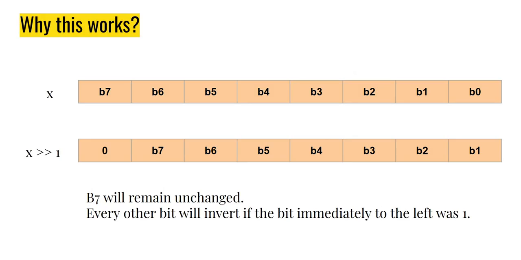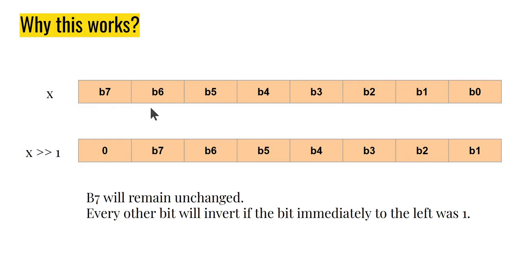So now let's understand why this works. Very interesting, very intuitive. Let's say I have a number X, which is B7 until B0. Now, when I do a right shift of this, remember, I get a 0 over here. Every other bit shifts out. B0 basically goes missing. Now, when I do an XOR between these two, remember an XOR with a 0 is the bit itself, which means B7 will always remain unchanged, which is fine. B6, B5, B4, and so on until B0 will invert provided the previous bit, because that's a right shifted one.